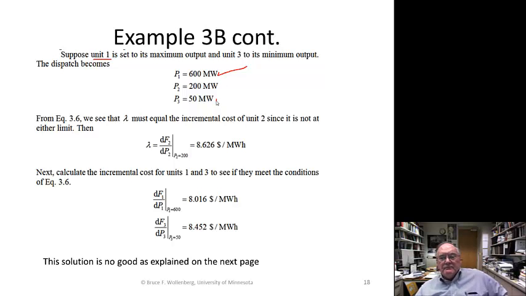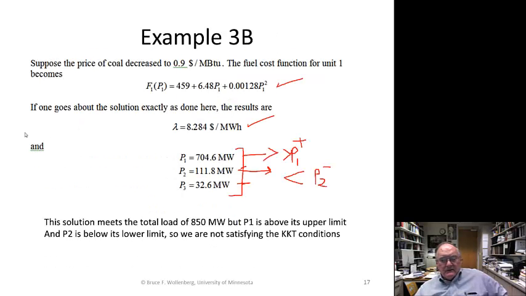Let's set P3. I'm sorry, back here. This should have been P3, and this should have been P3. I thought that was the case. There's a typo in the slide. This one is below its low limit.